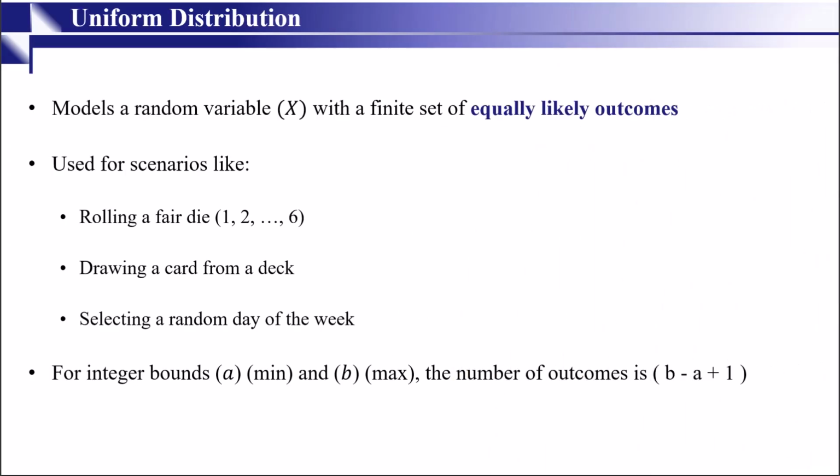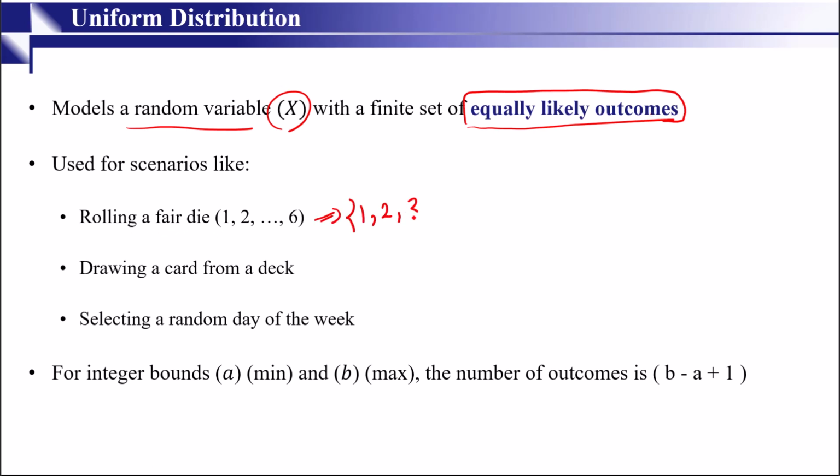The first question is, what is the discrete uniform distribution? We use discrete uniform distribution to model a random variable like x with a finite set of equally likely outcomes. It means the probability of all the outcomes is the same. For example, rolling a pair die. So the outcomes here are 1, 2, 3, 4, 5, and 6, and the probability of each one is 1/6. Or, for example, drawing a card from a deck.